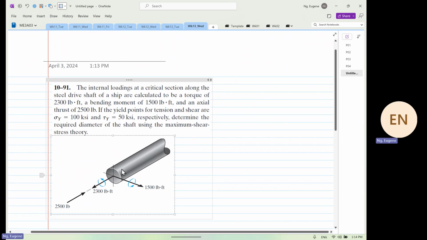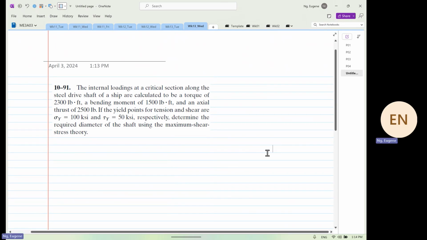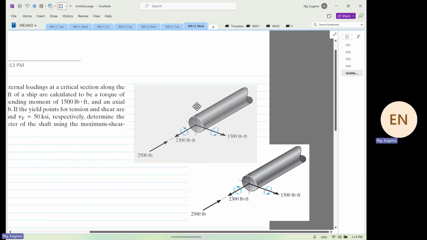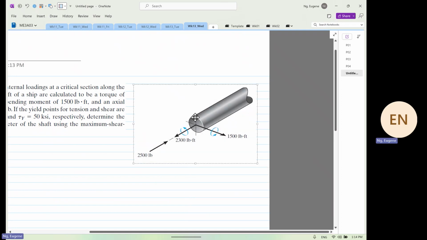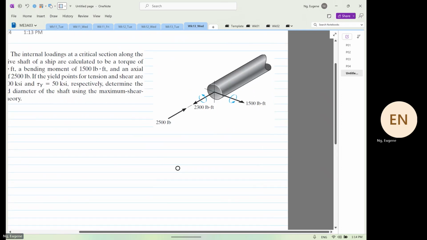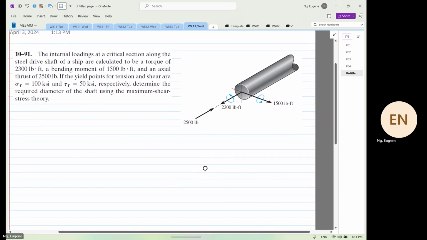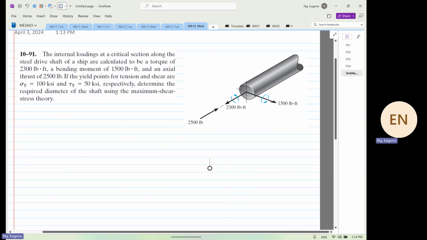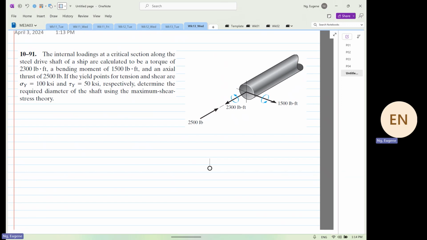This problem used to be a final exam question. Used to. I repeat again, used to. The internal loading at a critical cross-section along a steel shaft of a ship are calculated to be a torque of 2,300 pound-feet.